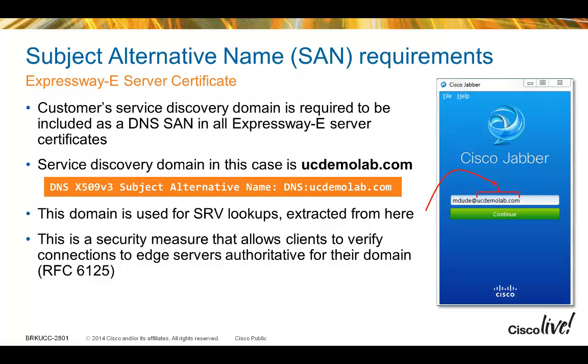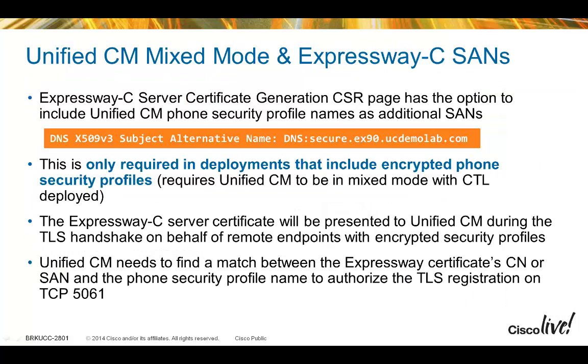And think of it this way. When you type a name in a browser and you're connecting via HTTPS, the browser is going to bark at you and warn you if the name that you type in doesn't match any names in the web server certificate, right? So similarly, when you fire up Jabber, the first thing you do is put in a username at domain. If that domain is not returned in that Expressway E certificate, Jabber is going to bark at you, right? So the same thing. Don't need it on the C. You'll find the same kind of requirements on the Tomcat certs, when you're doing discovery on the inside of the network.